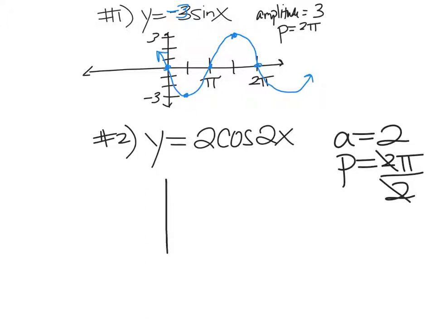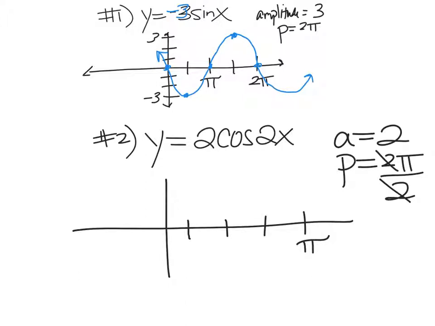So let's graph it. Here we go. Go to your graph, and now you're going to label the x-axis. You're going to count 1, 2, 3, 4, and our period has now shrunk. It's normally 2 pi. Now our period is pi, so I'm going to label my 4th tick mark as pi.